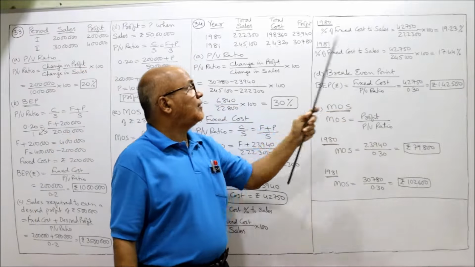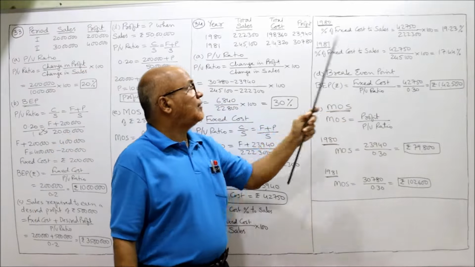So PV ratio is equal to C by S. In place of C, I am writing S minus V. Why am I taking S minus V? Because I want variable cost. Selling price given in the problem, 100 rupees is the selling price. So PV ratio 0.1 is equal to 100 minus variable cost, we don't have, we have to find out, divided by selling price 100.